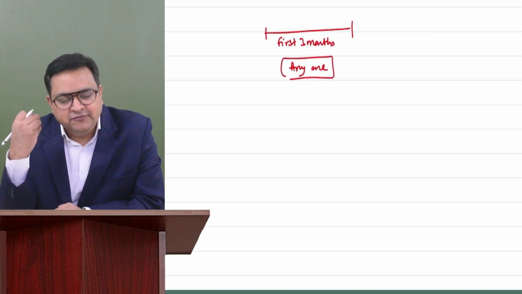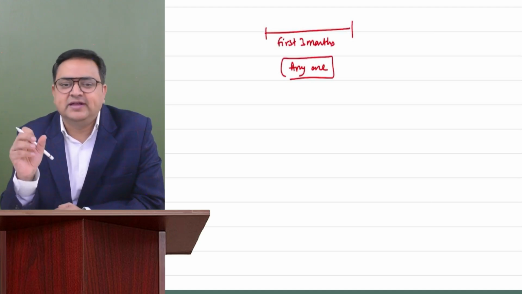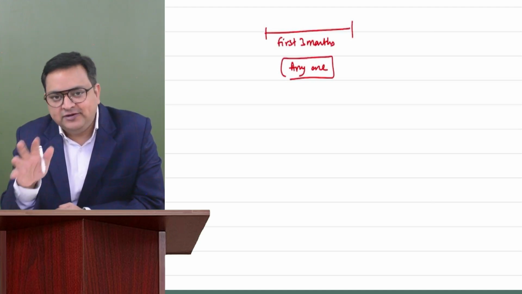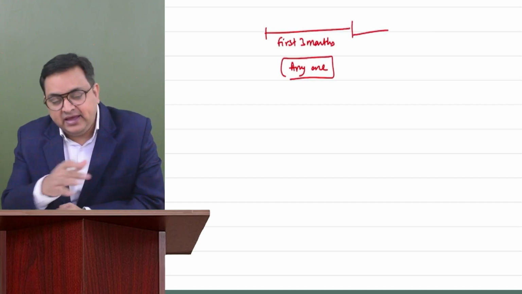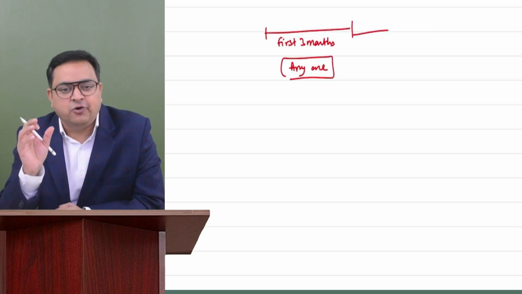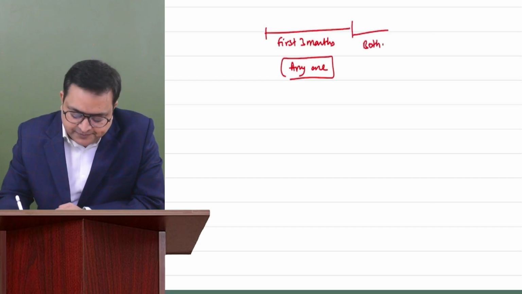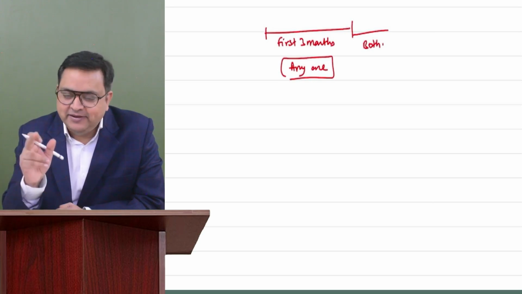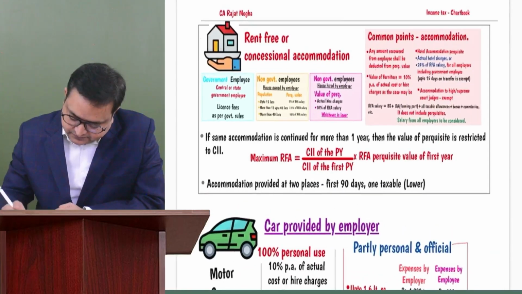It is on the wish of the employee that whichever house they want to choose, they can choose that. So obviously, we will choose the value which is lower. So for the first 3 months, only one should be taxable. But after 3 months, if both of the houses are occupied by the employee, then after that, both will be taxable, right? So this is also important. If more than one accommodation is provided, please do it accordingly, right? So this is about RFA.